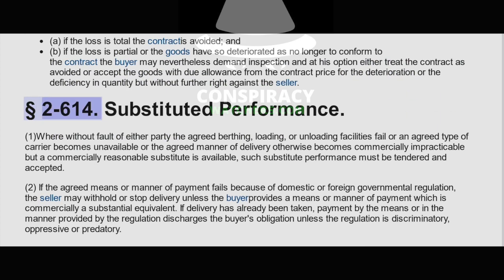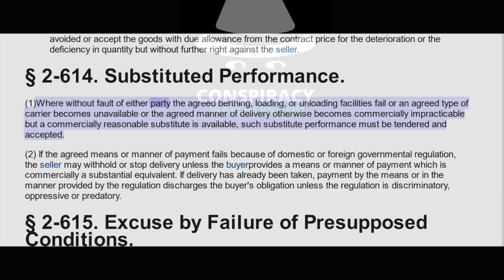Section 2-614. Substituted performance. Where without fault of either party the agreed berthing, loading, or unloading facilities fail, or an agreed type of carrier becomes unavailable, or the agreed manner of delivery otherwise becomes commercially impracticable but a commercially reasonable substitute is available, such substitute performance must be tendered and accepted.